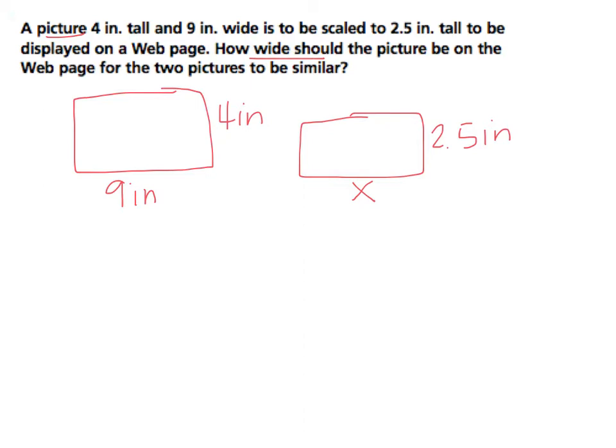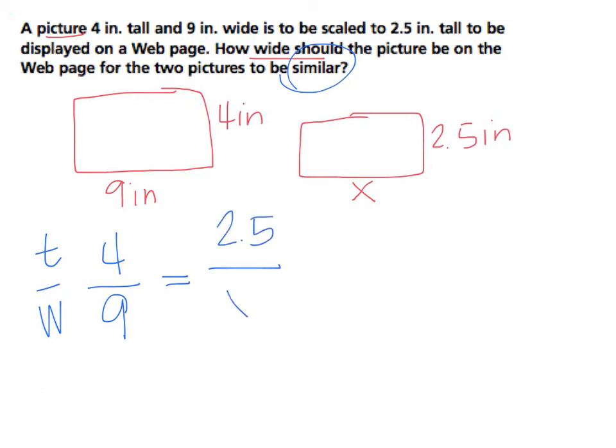So since they're similar, we know that they are in proportion. So we can create a proportion. So what I'm going to do is I'm going to do 4 over 9. So I'm doing tall over width. And I'm going to say that equals my second one. So I have to do tall again. So 2.5 over x. Now you totally could have flip-flopped these two if you wanted.